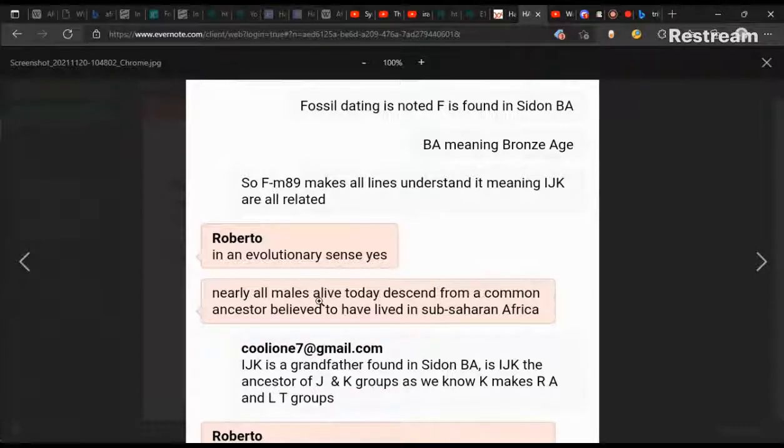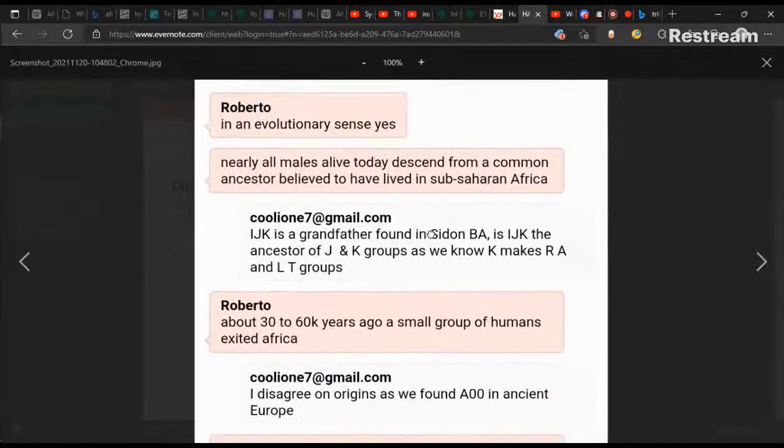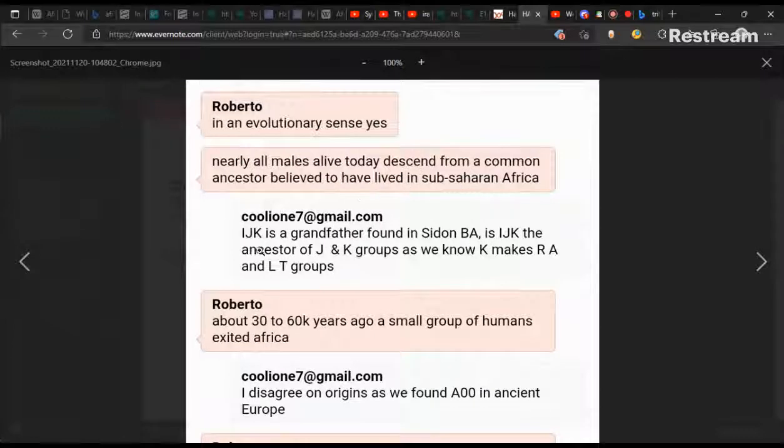It says nearly all males alive today descend from a common ancestor believed to have lived in sub-Saharan Africa. Obviously, I'm going to show you that I know what he's talking about. He tried to use A00. That doesn't work. IJK is, and this is why I asked, IJK is an ancestor found in Sidon BA. Is IJK the ancestor of J and K groups? As we know, K makes R and L T groups, and I put A, but I meant and. It says K makes R and L T groups.